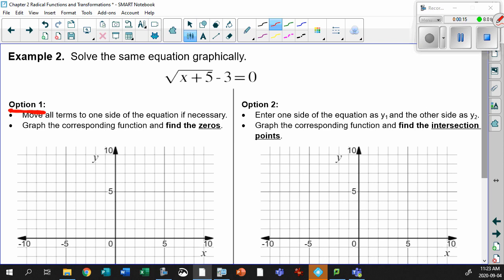Option one says move all the terms to one side of the equation if necessary. Well, if you look at this, we have moved it to one side of the equation. We've got everything over to one side. We're going to let this equal 0. Now, it says graph the corresponding function and find the zeros. Well, wait a second. What does that mean? Zeros, x-intercepts, solutions, roots, those all mean the same thing.